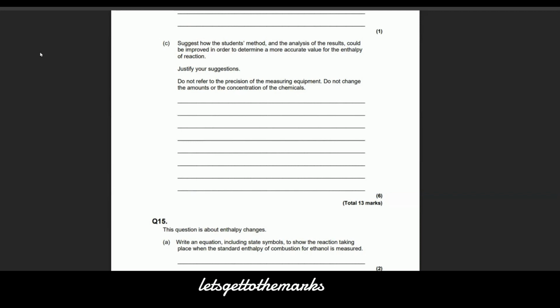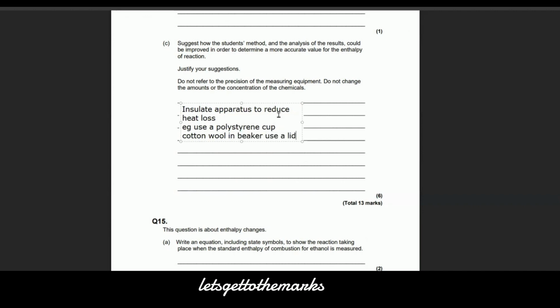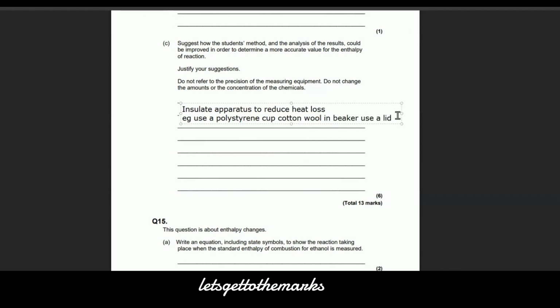Well, what we can do is this. I would insulate the apparatus to reduce heat loss, e.g. we want to use a polystyrene cup, cotton wool in the beaker, use a lid, you get the idea. Any of this kind of stuff is going to reduce the heat loss to the surroundings and mean that we get a more exothermic value closer to that minus 310. What else can we do?